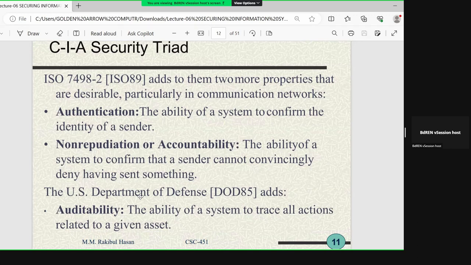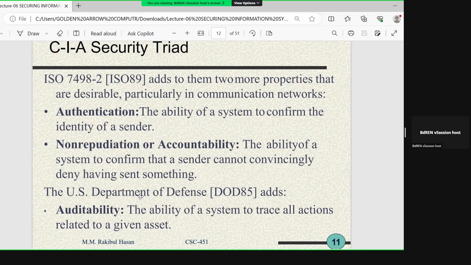Like when we send an email to another person, later on you cannot deny it. That means accountability means all of your online footprint will be recorded. Where you are going, which website you are visiting, what operation you are doing, what trigger you are pressing. Everything will be recorded. So that is nothing but accountability. So these two parameters were introduced by ISO.